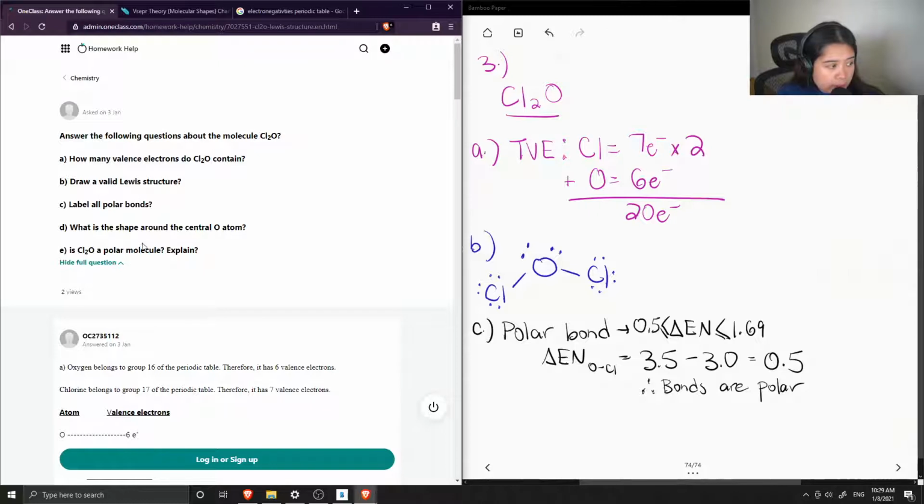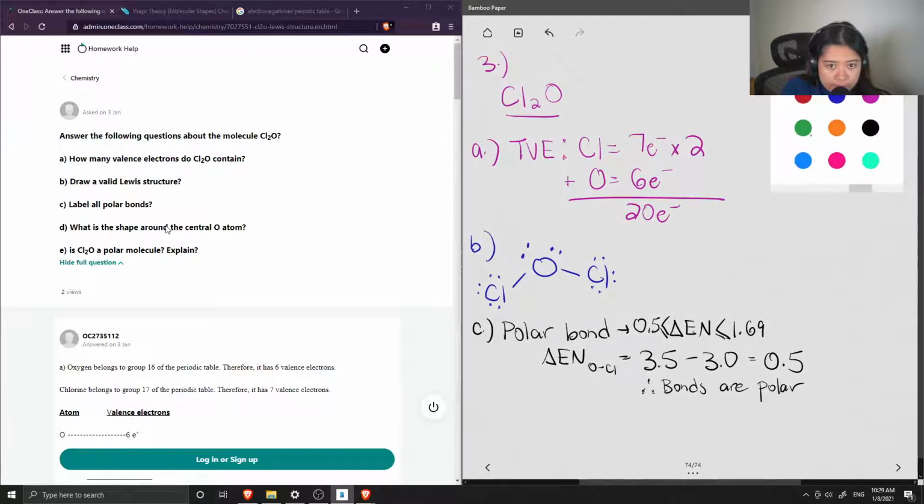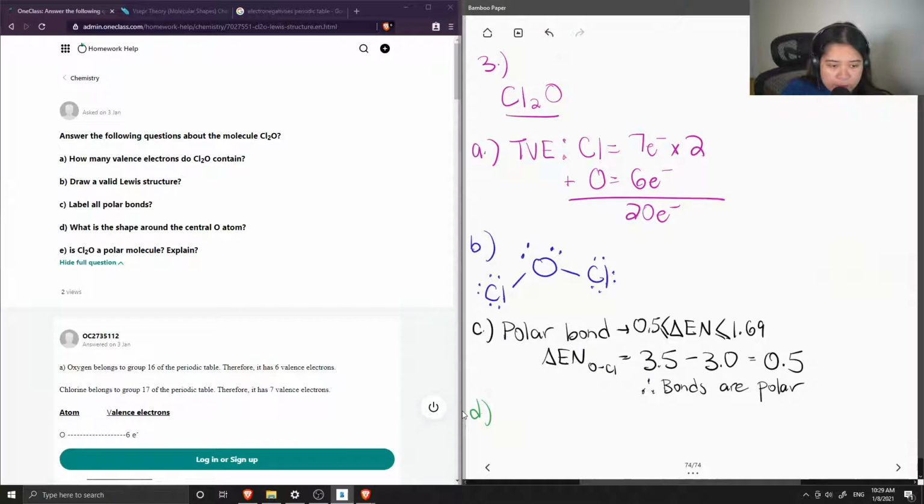And now, what is the shape around the central oxygen atom? Okay, so let's look at our central oxygen atom. There are 2 lone pairs, and there are 2 bonded atoms.